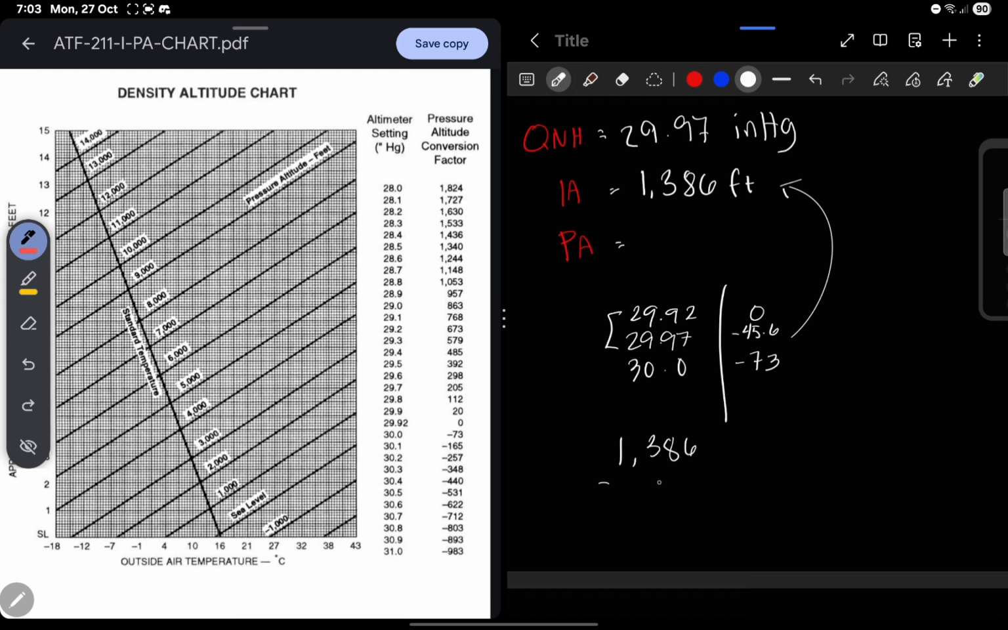1396 minus 45.6, which is 1340.4. That is our pressure altitude.